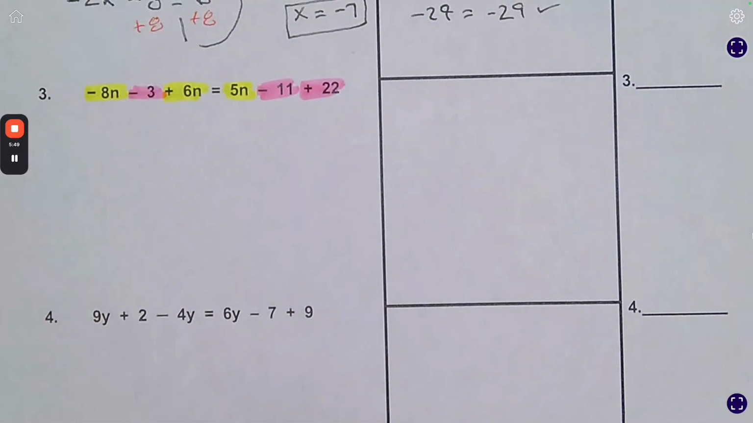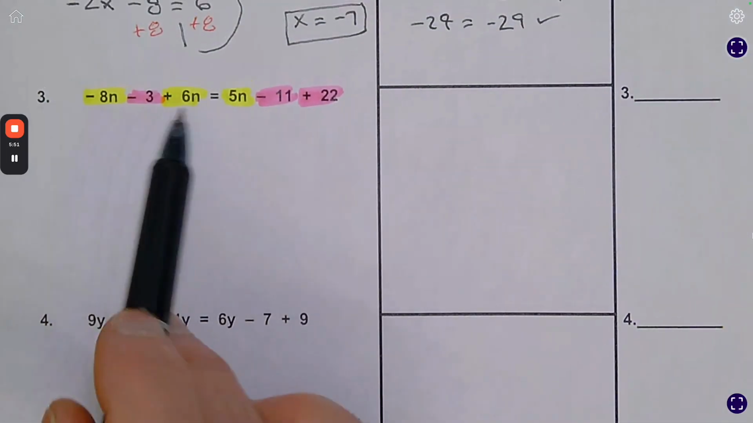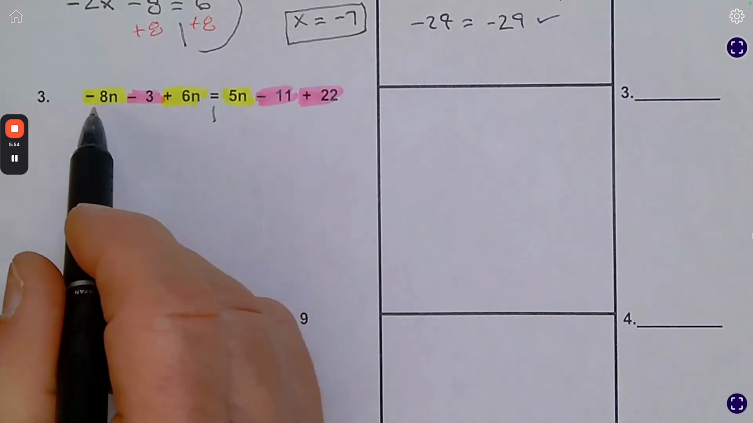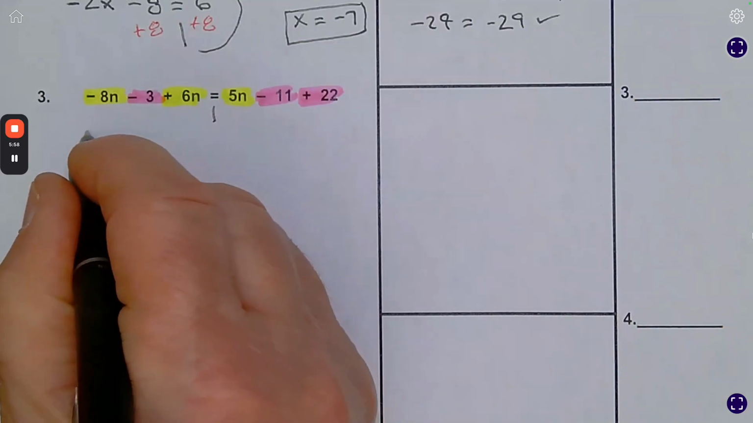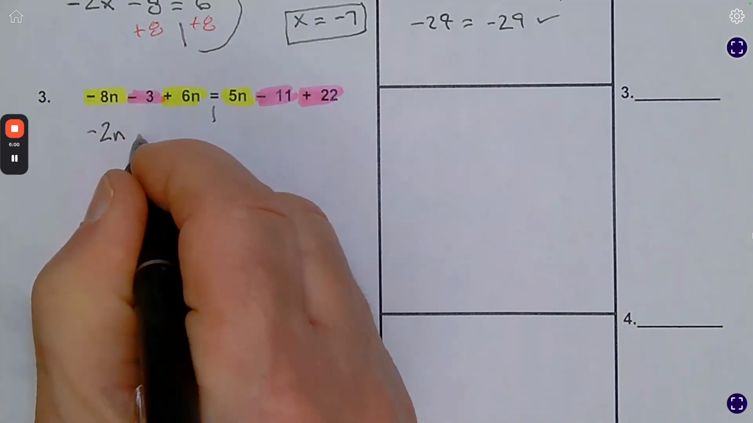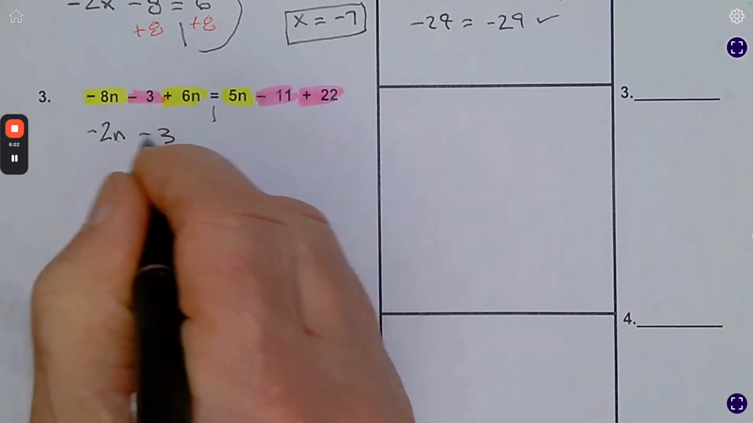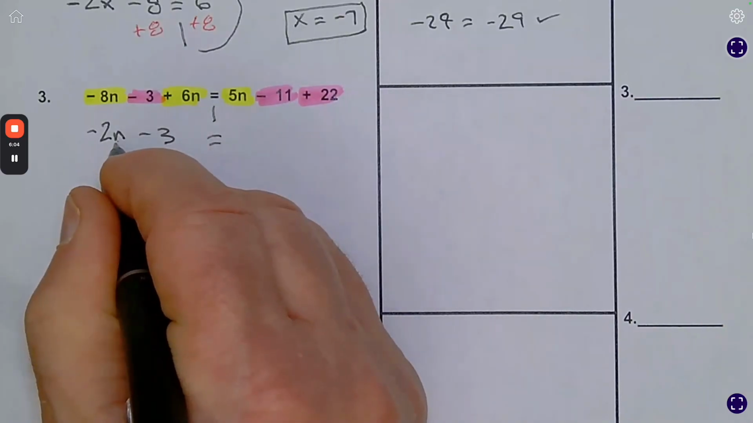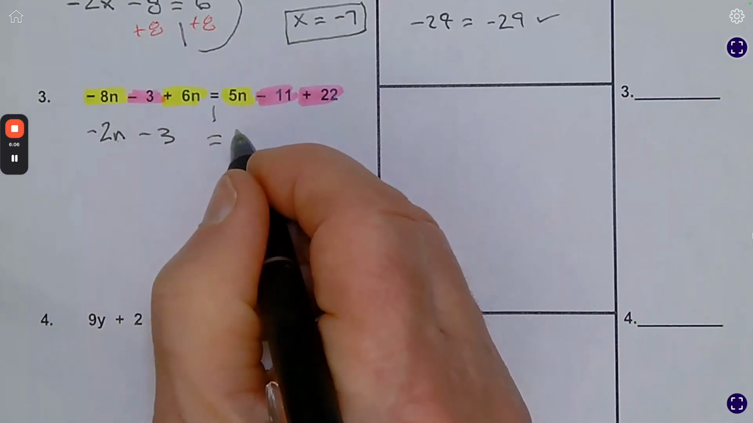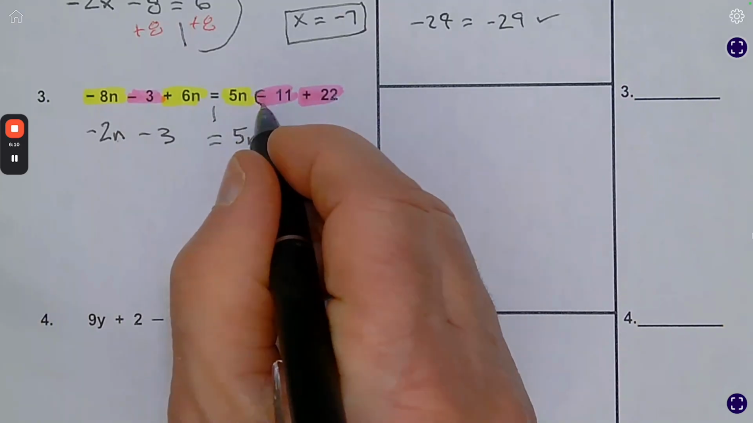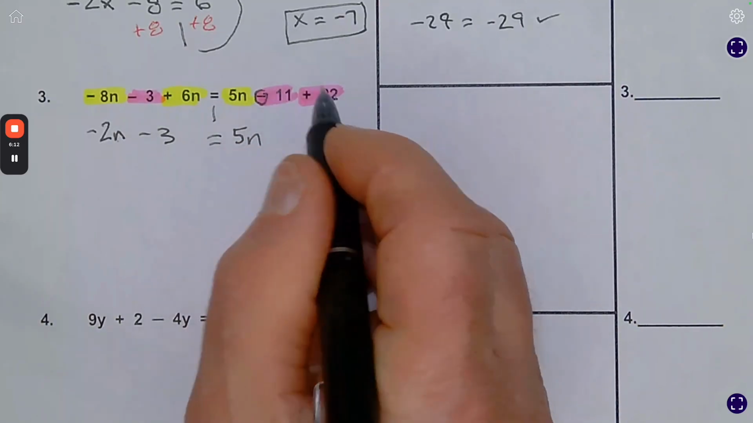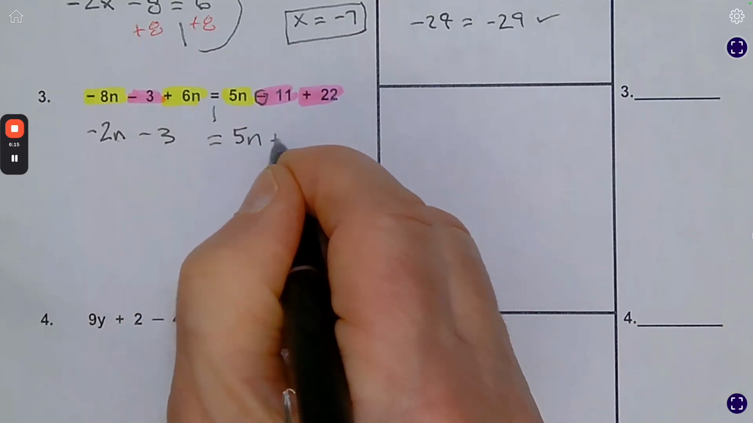All right, I got some simplification to do because I got like terms on the same side of the equal symbol. So I can combine these terms. Negative 8 plus 6 is negative 2. And then I have minus 3. That is not like that. Different categories. N category, constant category. And then I have 5 n's. And then negative 11, that's why you got to take this with it because it goes with it. Plus 22 is plus 11.